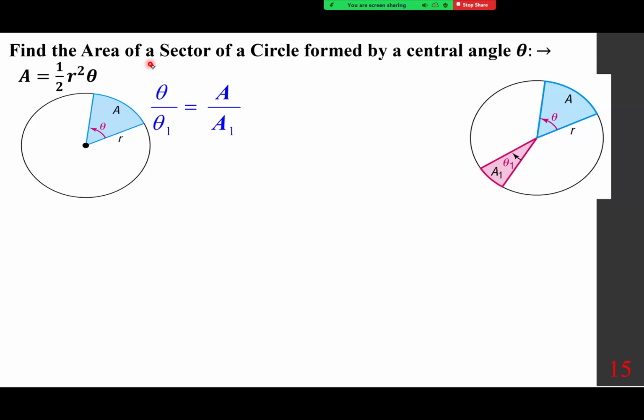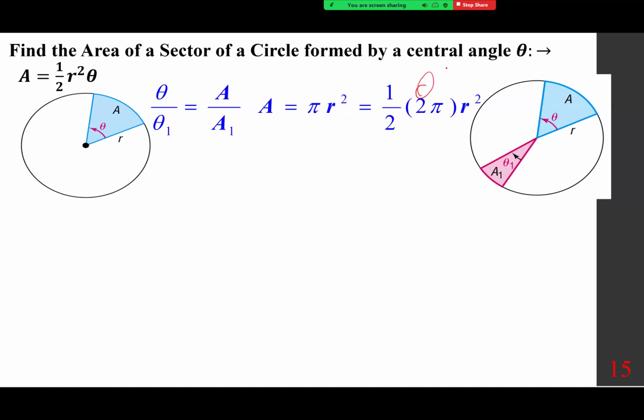Find the area of a sector of a circle formed by a central angle theta. A equals 1/2 R squared theta. Let's discuss that. Theta over theta 1 equals area over A1. We know the area of a circle is pi R squared, which means, in order to really have an understanding of that, let's call this 1/2 times 2 pi.